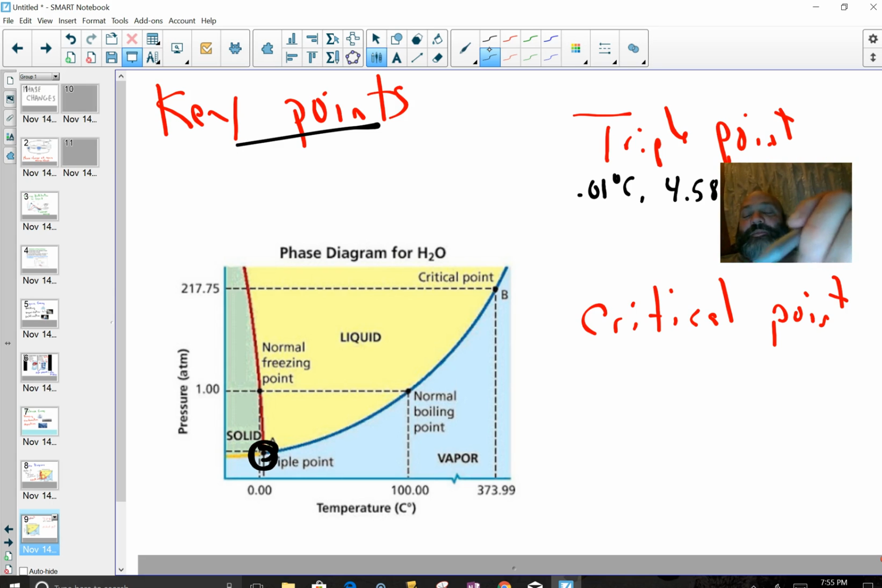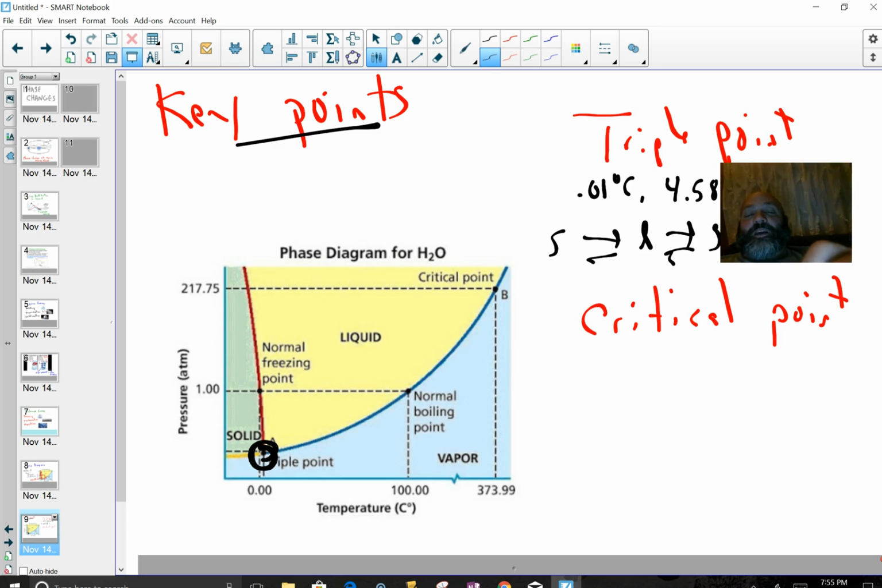For water, that happens to be 0.01 degrees Celsius and 4.58 millimeters of mercury. So your solid phase will be changing to your liquid phase, changing to your gas phase, at the exact same rate that they're changing back and forth the other ways. If you had 10 grams of solid, 10 grams of liquid, 10 grams of gas, that's always going to stay the same at that temperature. It's going to melt, freeze, and condense, all at the same rate. That's what triple point means, where they exist at the same time in equilibrium.